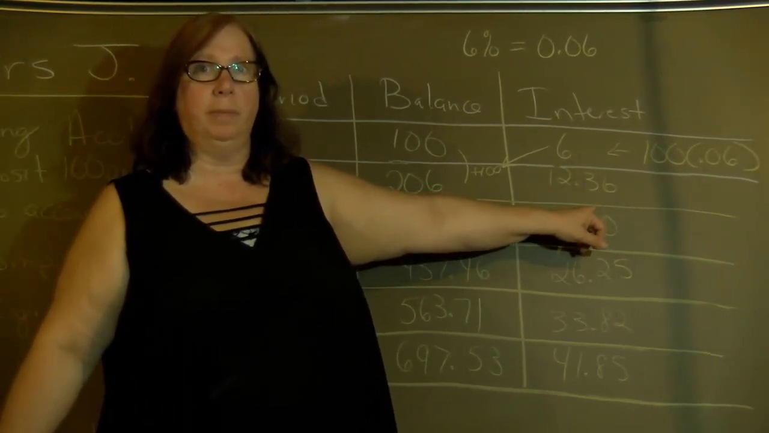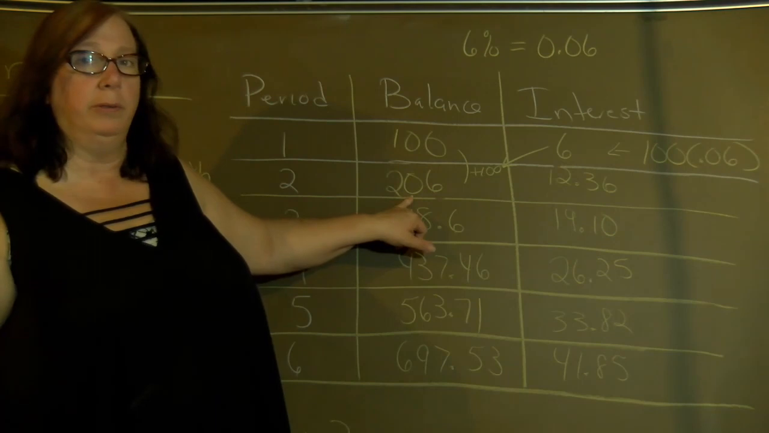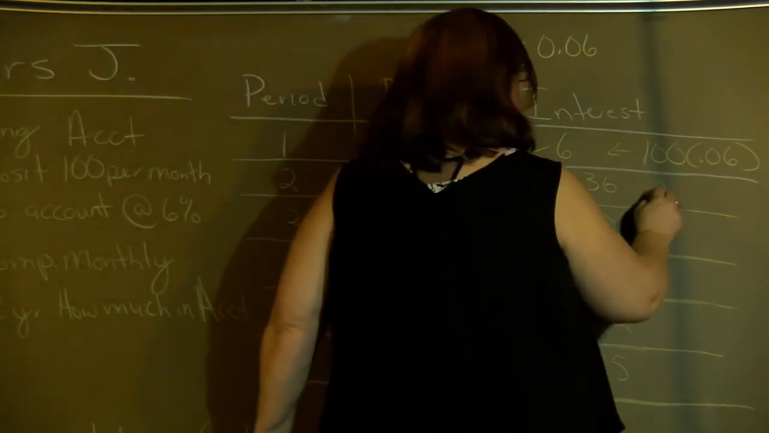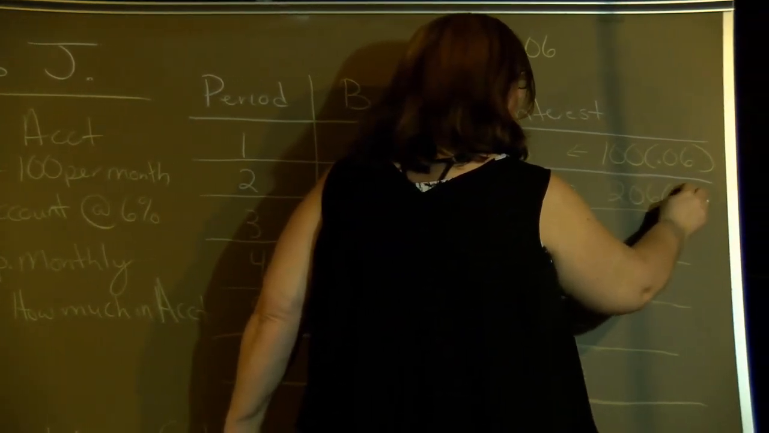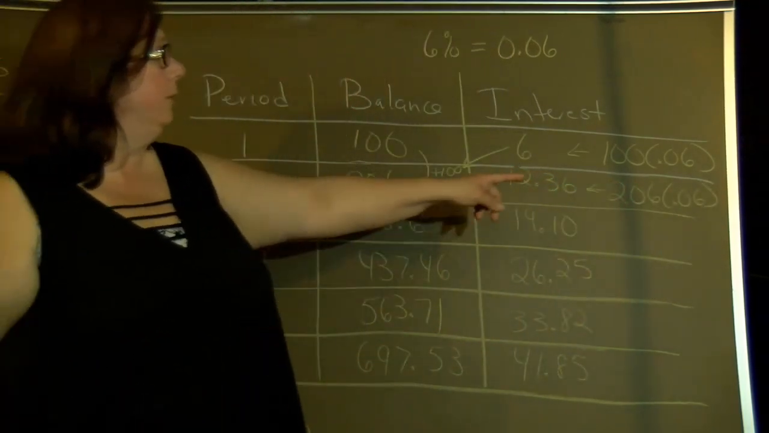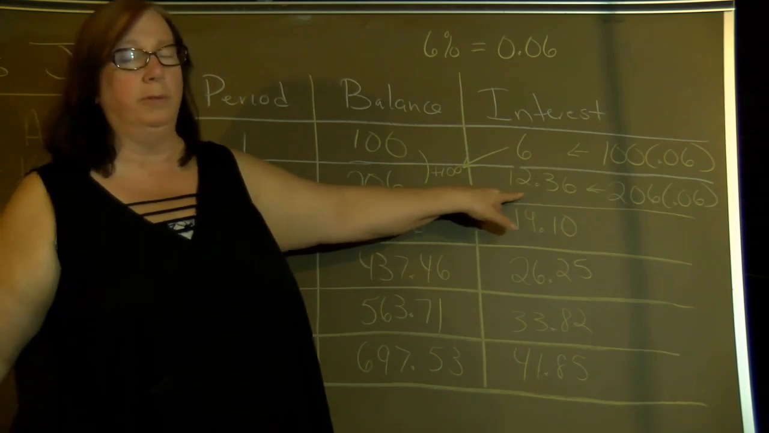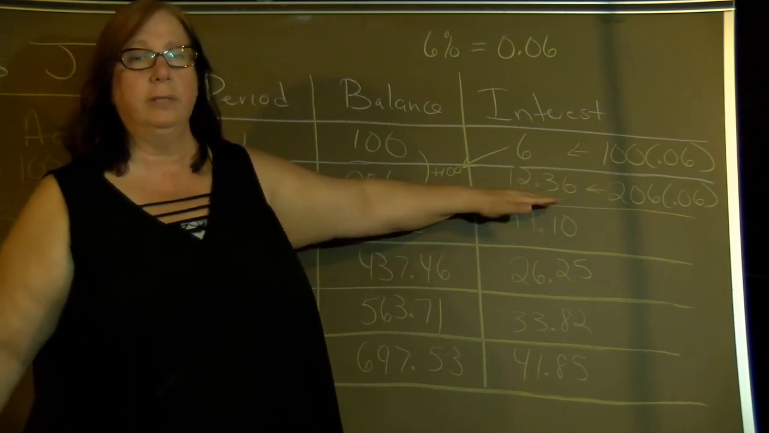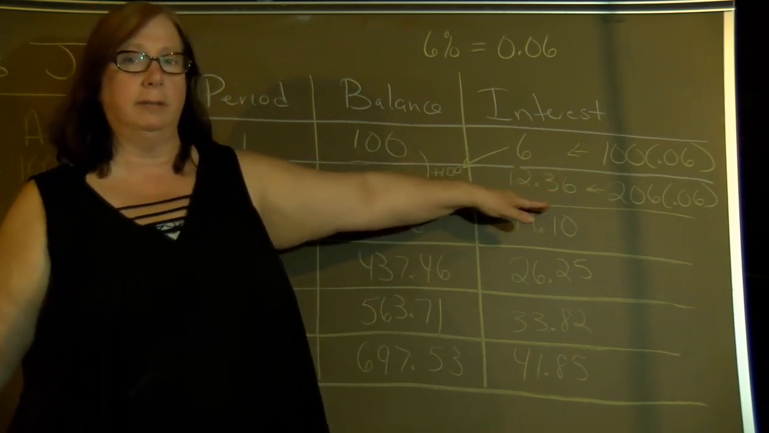Notice the interest went up. Well, yeah, because now we have $206 times our 6%. So if you take $206 times 6%, you get $12.36. So this month we made $12.36.